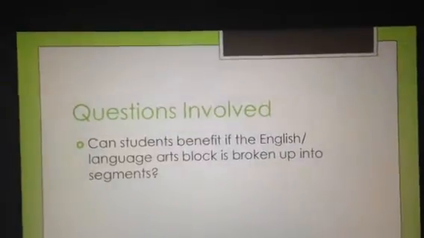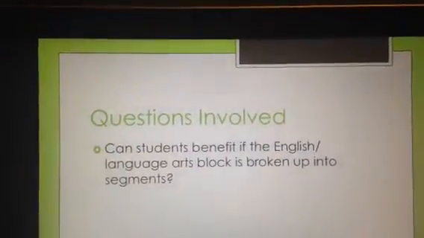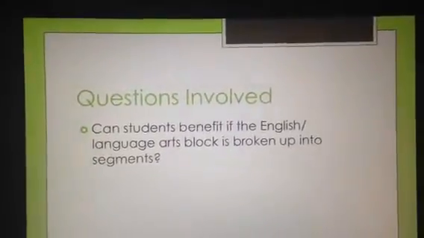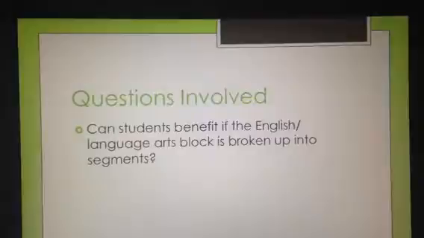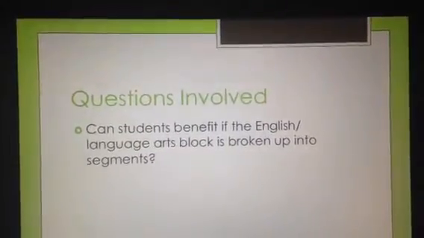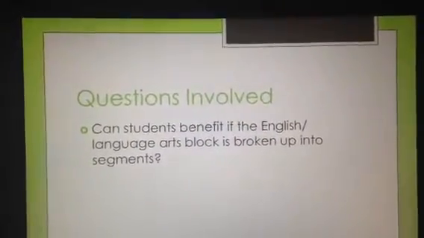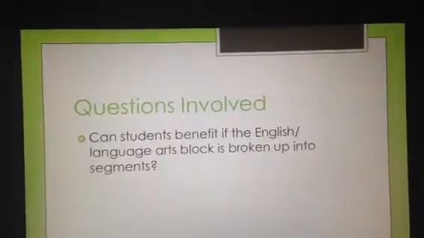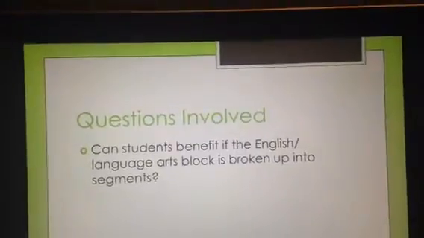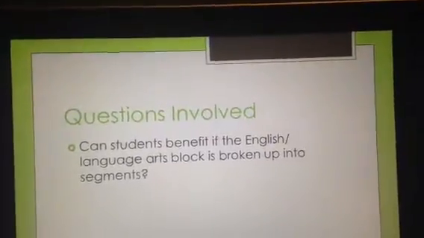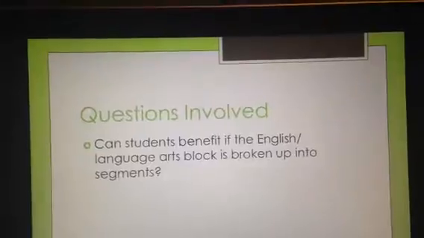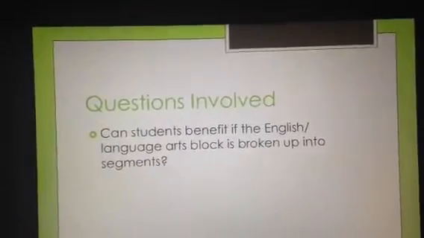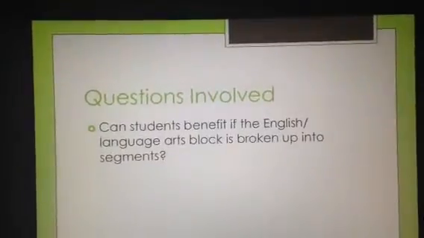And I have a quote from Drucker that says, "Until we manage time, we can manage nothing else." The quote's very powerful and potent and has a meaning to research methods that will be used in this paper. This research plan will help the researcher go through the process of analyzing data in order to write a dissertation and seeks to answer the first question, which is, can students benefit if the English Language Arts block is broken into segments?